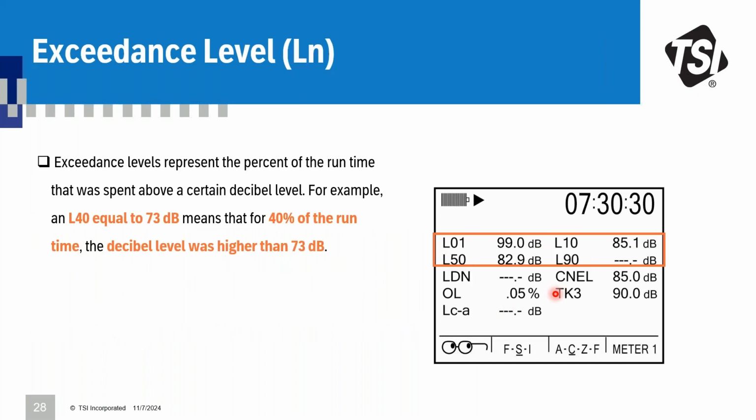The other piece of information that the SoundPro can give you is the exceedance level, right? Exceedance levels represent the percent of runtime that was spent above a certain decibel level. For example, L40 of 73 dB means that 40% of the runtime, the decibel level was higher than 73 dB, right? So this is very good information. Imagine running a study and knowing not just what the maximum levels or peak levels were, but what the percentage spent above a certain level also is, right?